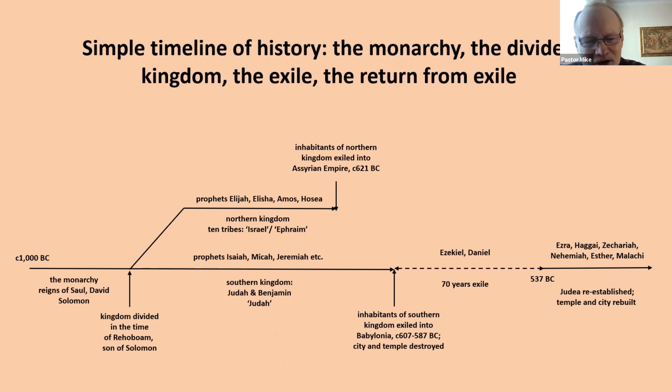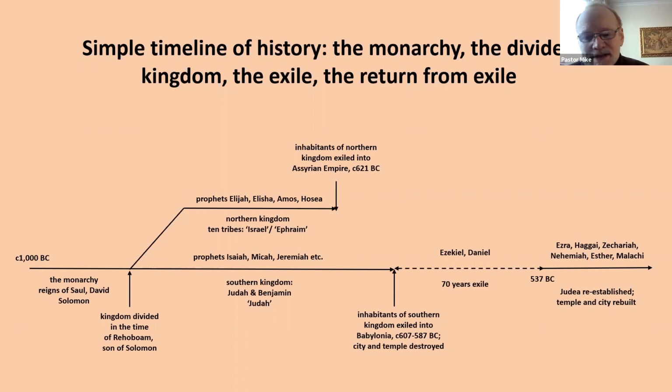So if you follow the timeline across towards the right, along the bottom there, then you'll see that the inhabitants of the southern kingdom were exiled into Babylonia during the period 607 to 587 BC. So it didn't happen in 1 year like it did with the northern kingdom and the Assyrian Empire in 621. It actually happened over a period of about 20 years as they exiled group after group after group, and then eventually destroyed the temple and the city of Jerusalem and took over the land completely.